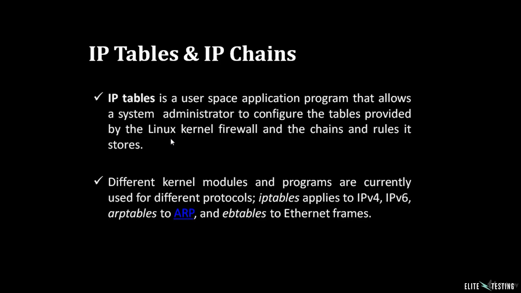Now looking into the terms IP tables and IP chains. IP tables is a user space application program that allows a system administrator to configure the tables provided by the Linux kernel firewall and the chains and rules it stores. Different kernel modules and programs are currently used for different protocols. IP tables applies to IPv4 and IPv6, ARP tables to ARP, and EB tables to Ethernet frames.